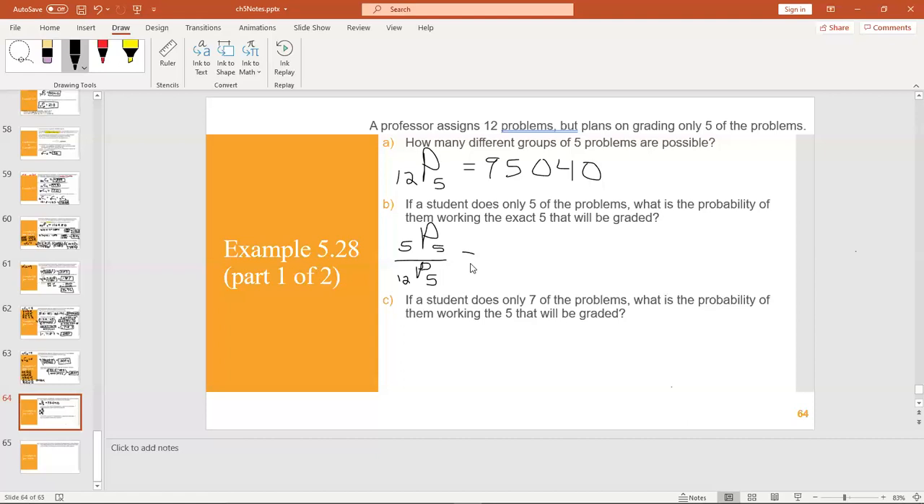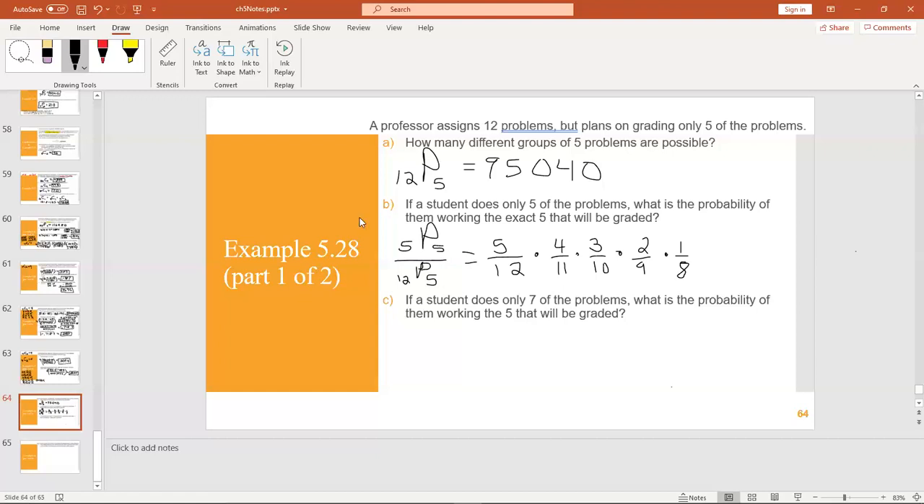And the reason for this, if you write it out the long way, there's a 5 in 12 chance that they pick the first problem. There is a 4 out of 11 chance that they pick the second problem correctly, because they are picking 4 problems left and there are 11 left to choose from. And then this is going to be 3 out of 10. That's going to be 2 out of 9. And then last, you're going to have 1 out of 8.